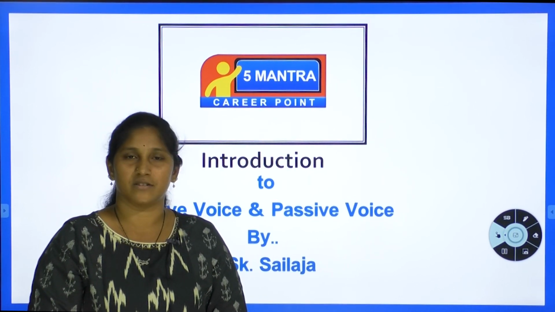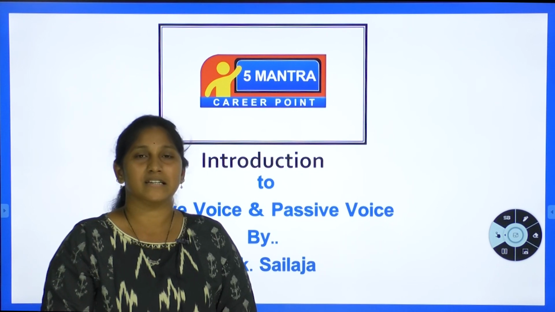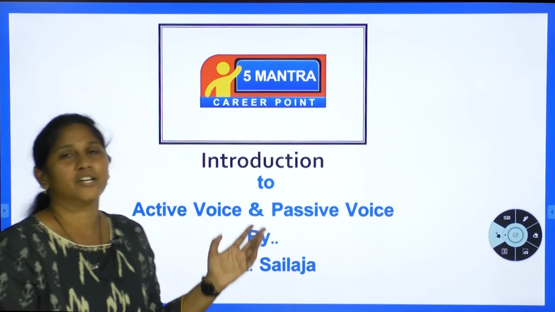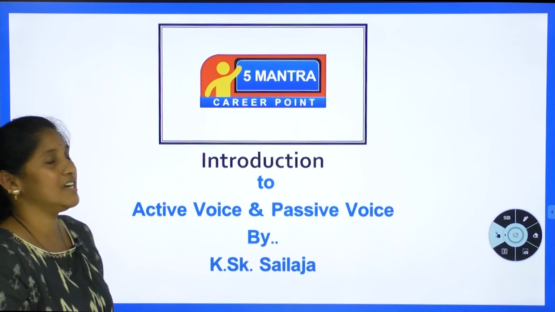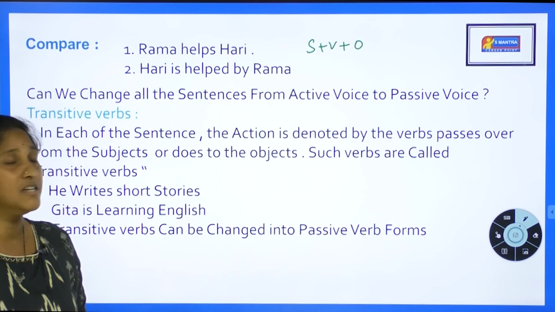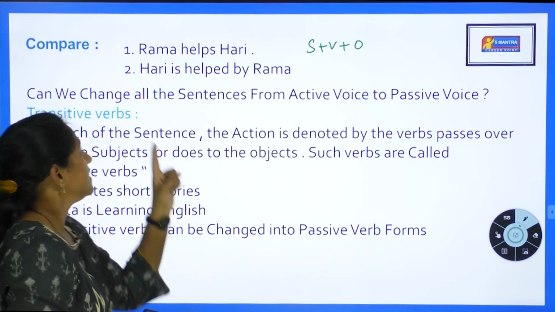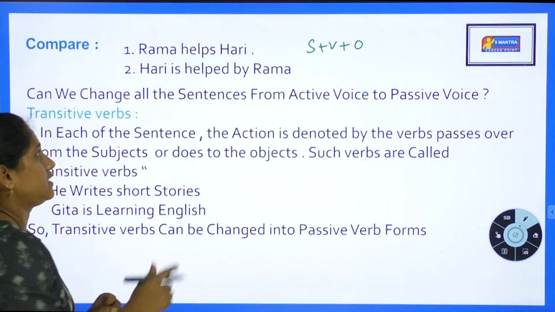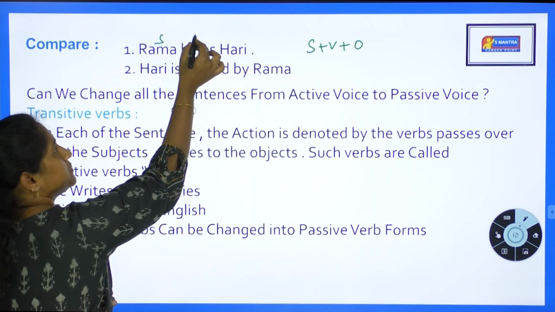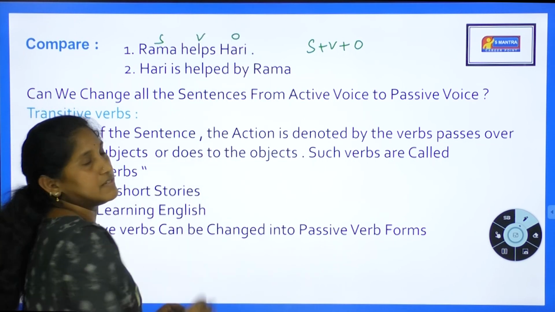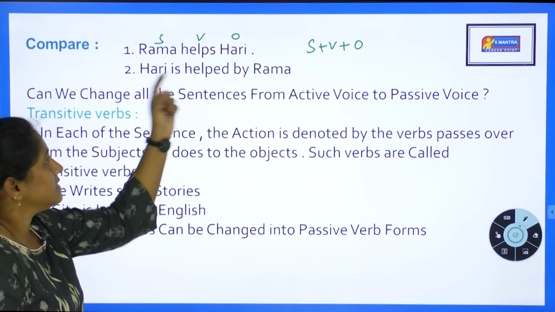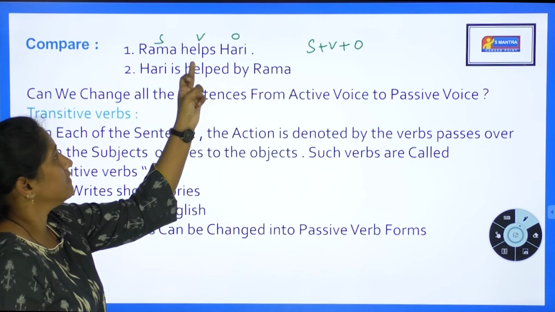Today we are going to discuss one of the important English grammar topics, that is active voice and passive voice. Let's get started. In every sentence, we have to observe subject, verb, object. Here also two sentences are there. If we observe subject, verb, object we have. In this sentence we have subject, verb, object.